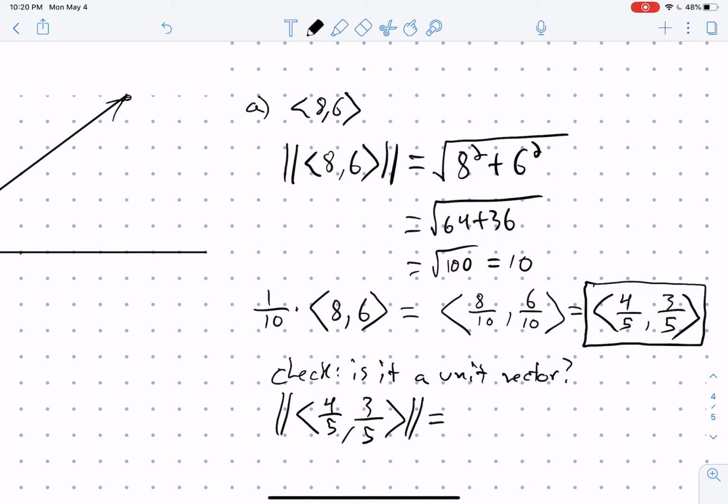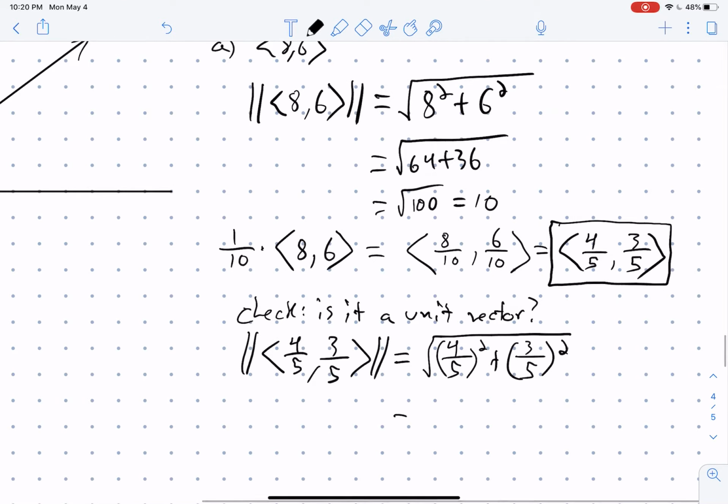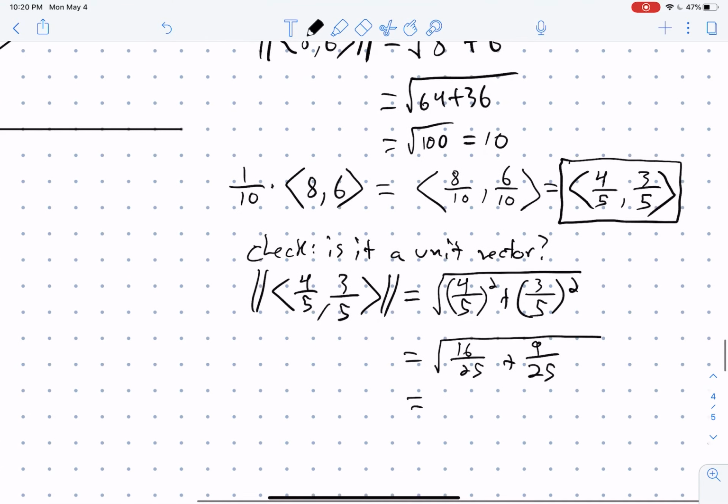And that is equal to the square root of 4/5 squared plus 3/5 squared, which is the square root of, this one is 16 over 25, and this one is 9 over 25. We square the tops and square the bottoms. They both have the same denominator, which is handy. We can just immediately add them, and the top 16 and 9 does get us 25 over 25.